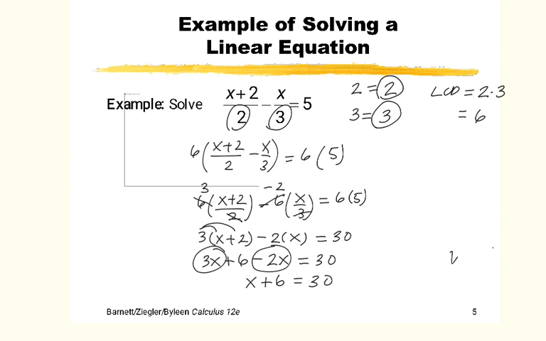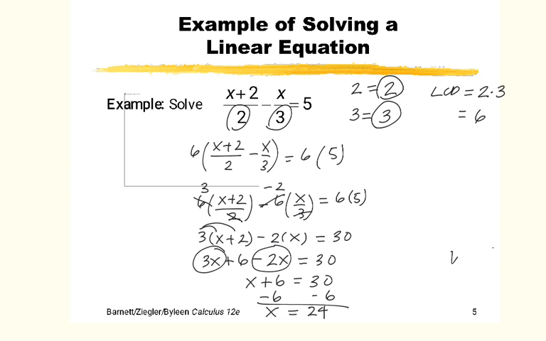And now I want to solve the equation. So I'm going to apply one of the two series of operations. I'm going to subtract 6 to isolate this x. So if I subtract 6 on the left side, I need to also subtract 6 on the right side. And so I get x equals 24. So 24 is the solution to this equation, or basically 24 represents x.